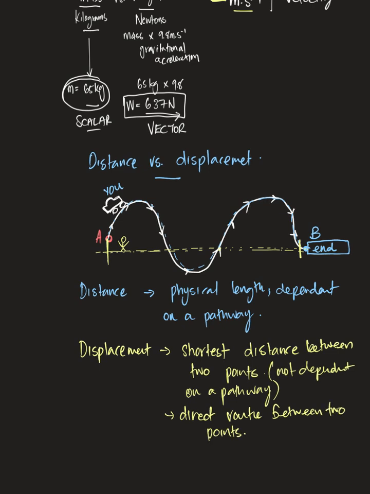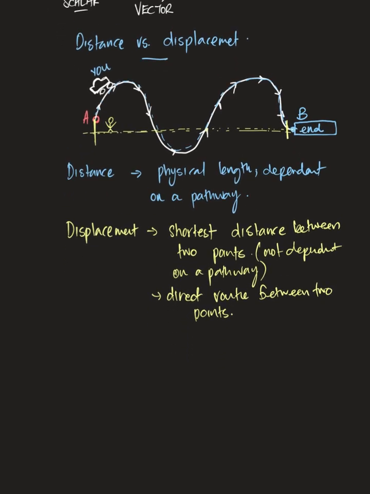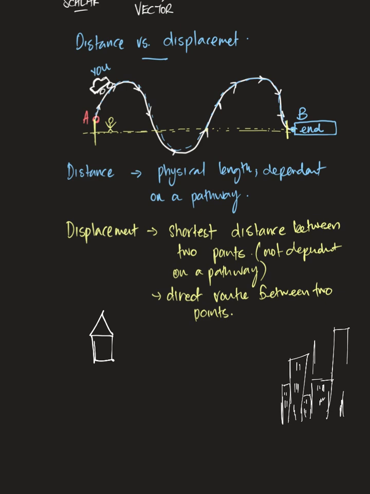So let's have a look at what we mean by that. Let's say you live here, and over here is Johannesburg City. You live here, and this is the city with its skyscrapers and whatever.